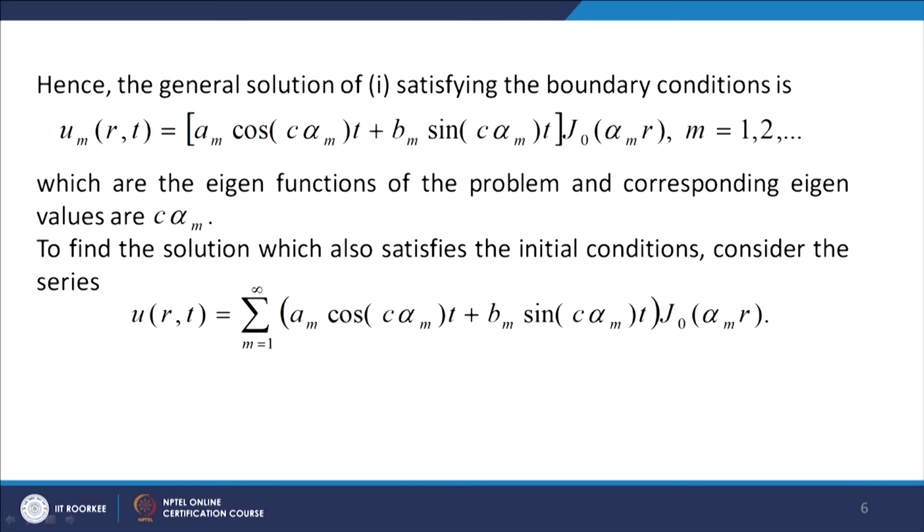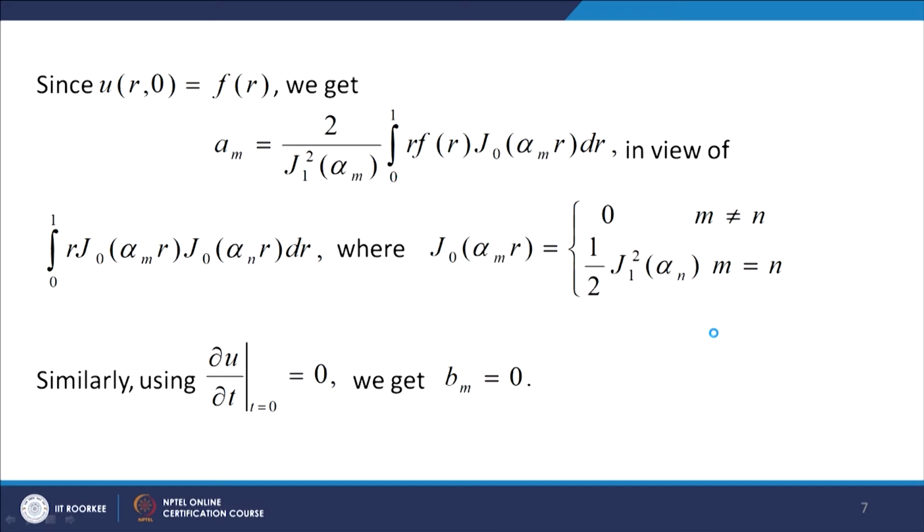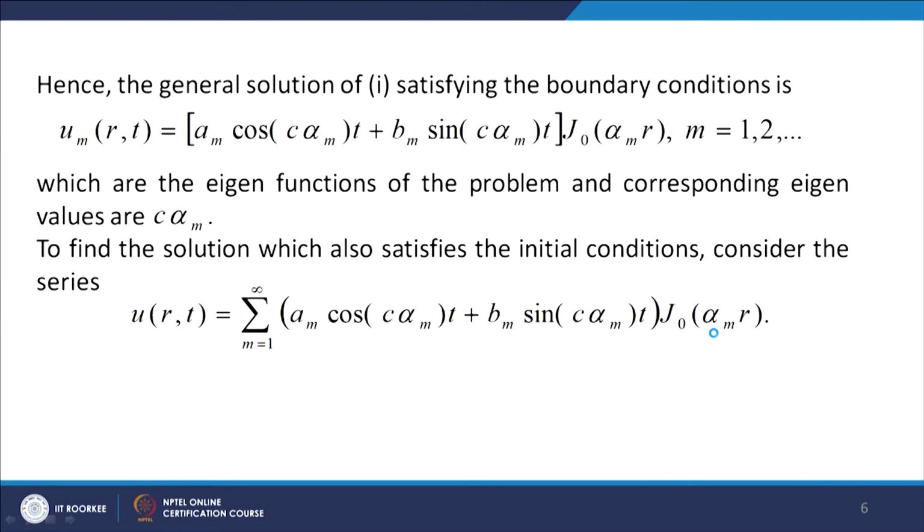Now, to find the solution which also satisfies the initial conditions, let us consider the series U(r,t) equal to sigma m equal to 1 to infinity of am cos c alpha m t plus bm sin c alpha m t times J0(alpha m r). m takes values from 1 to infinity. Now, here let us use the initial condition U(r,0) equal to f(r). When you put t equal to 0, what do we get here? This part becomes am, this part becomes 0. So, we get sigma m equal to 1 to infinity am J0(alpha m r).